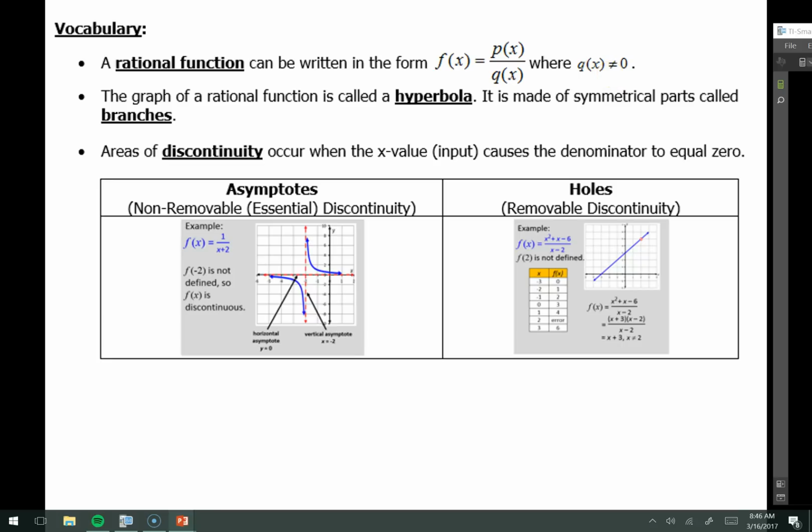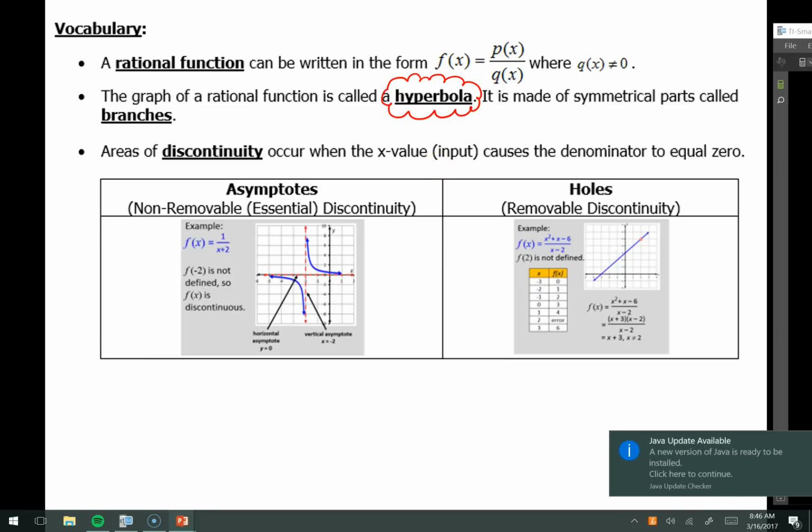The graph of this rational function is called a hyperbola. So just like in the quadratics unit we had parabolas, now in the rational function unit we have hyperbolas. And it's made up of symmetrical parts that are called branches. They are going to be symmetrical across a line of reflection, just like with the other symmetry we've done earlier this year with parabolas and things like that. Now, the thing that makes rational functions a little bit special is that there are going to be areas of discontinuity, where when you have an x value, it makes the denominator equal 0. And so weird stuff is going to happen at those points.